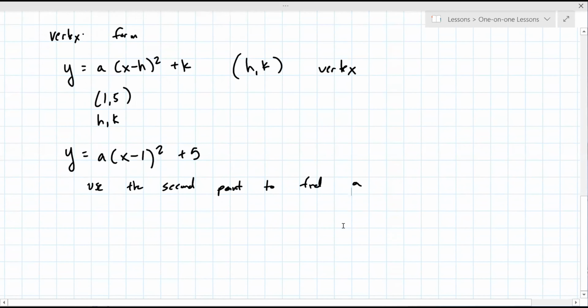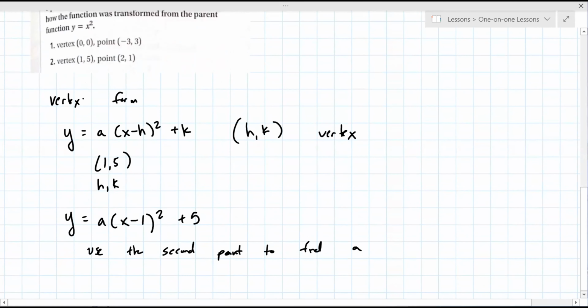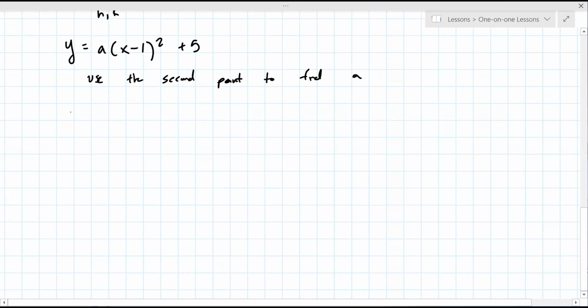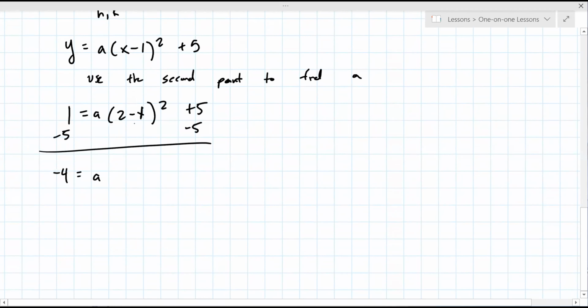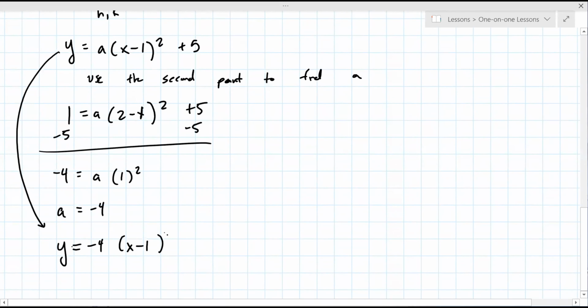So we're going to use that second point, which is (2, 1). We're going to put 1 in for y and 2 for x, and simplify. We subtract 5 from both sides. You get -4 equals a times (2 minus 1) squared. 2 minus 1 is 1, and 1 squared is 1. So a ends up equaling -4. You take this form and bring it down here: y equals -4(x minus 1) squared plus 5.